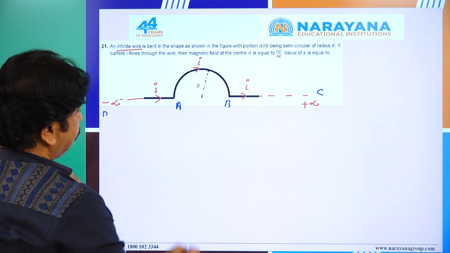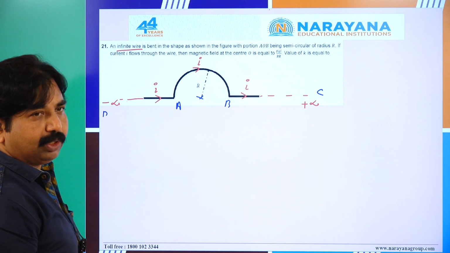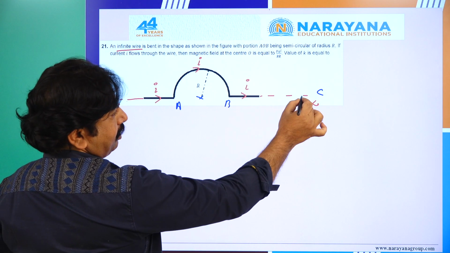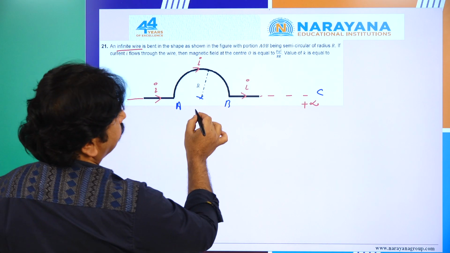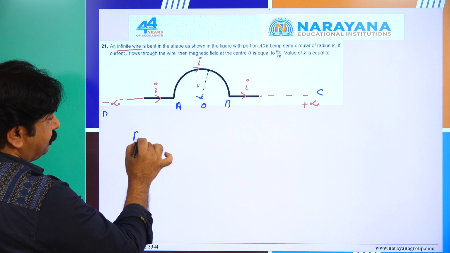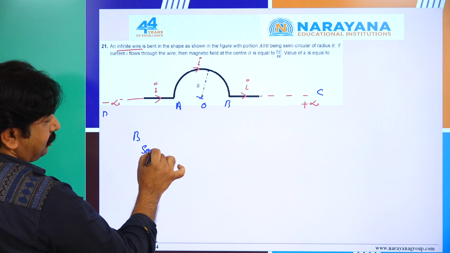The field due to this right part at this point O is 0 only, as you already know. And the field due to this other part at point O is also 0. Here the field B is due only to the semicircular part.